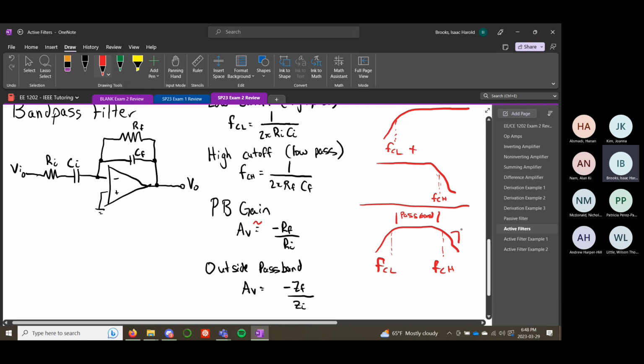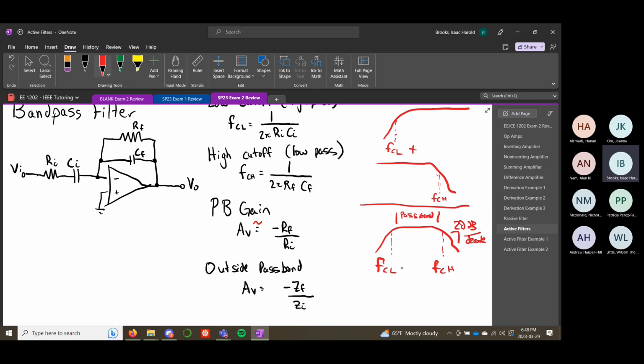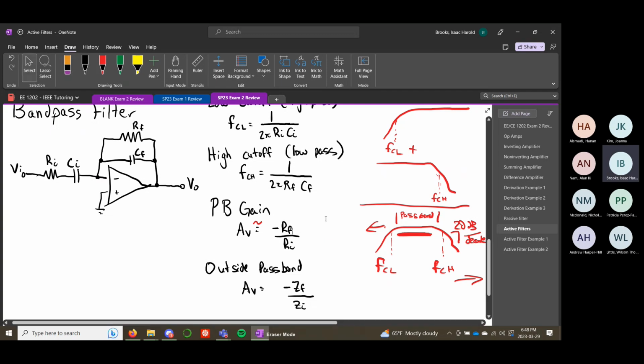But these should both have the 20 decibels per decade property. But just make sure that if you're doing a problem like this, your high and your low cutoff frequencies are going to be different. And so if you go an order of magnitude away from one of them, make sure you know which direction you're going. Are you starting at this one and going that way, or starting at this one and going that way? And if you end up in your passband, then you can just use your passband gain, which is often given, or easily calculated.